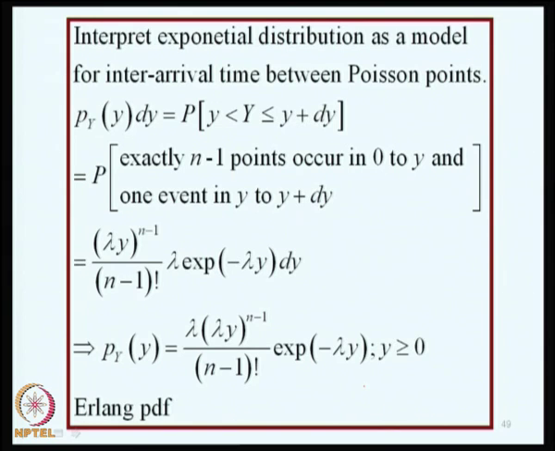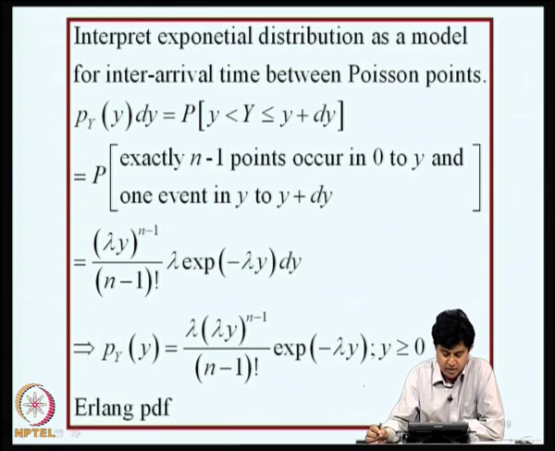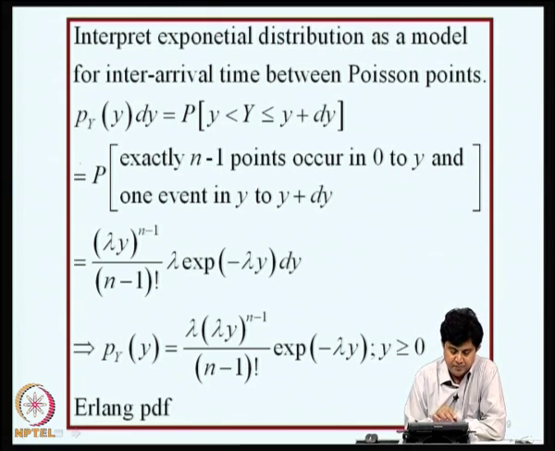The other approach is to interpret the exponential distribution as a model for interarrival time between Poisson points and consider the event Py of y dy, which is nothing but the probability that exactly n minus 1 points occur in 0 to y and one event in y to y plus dy, and if you use this we can get this density function, and this density function is known as the Erlang probability density function, and this is a special case of the gamma density function where n is an integer.